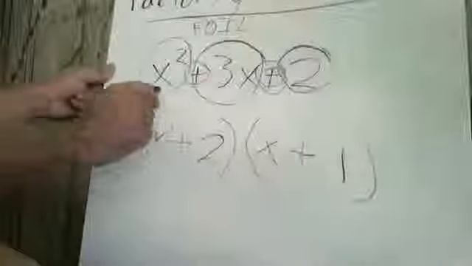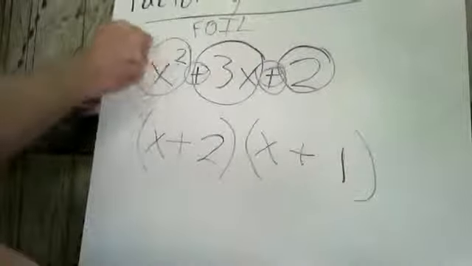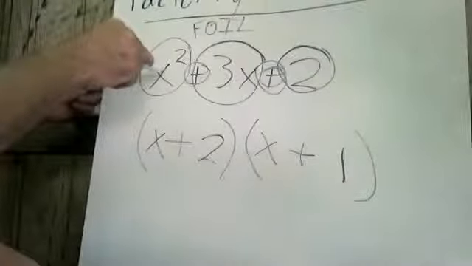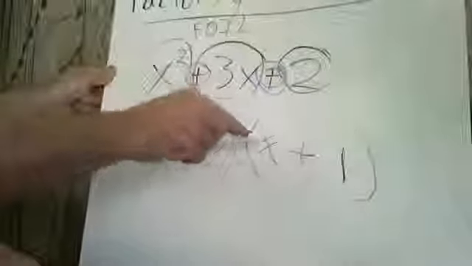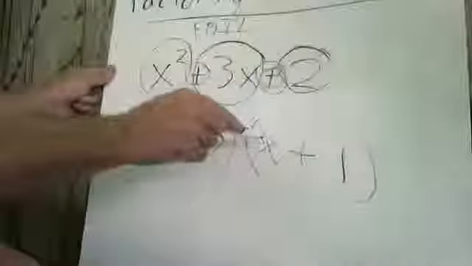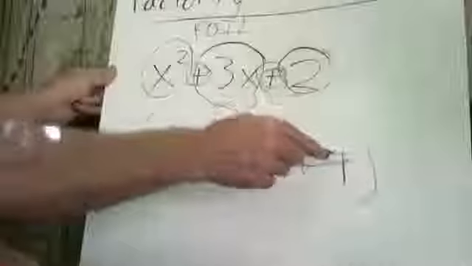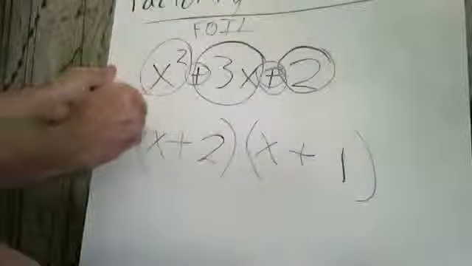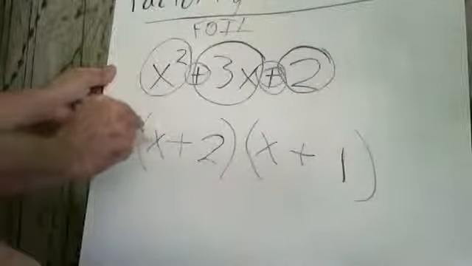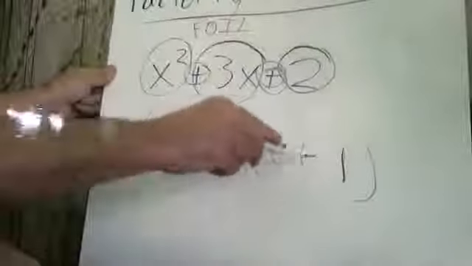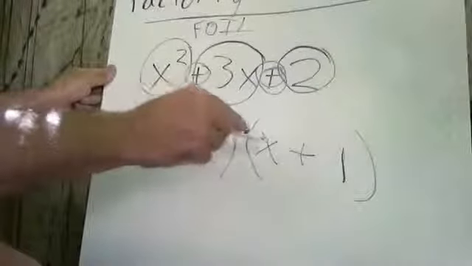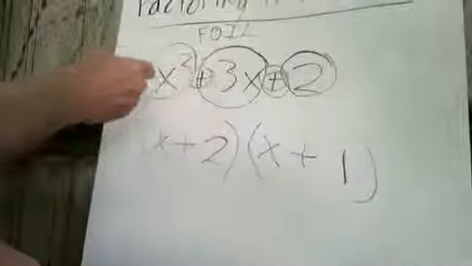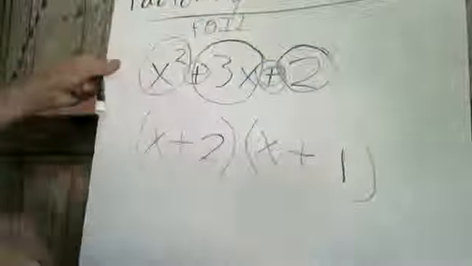So what have we learned? We learned that the first term of our trinomial, the factors of that make up the two first terms of the binomials. The factors of this make up the two other terms. And the middle term, we have to do a little detective work, but it's going to be that the outside terms and the inside terms multiplied together and then added, and that gives you that. So let's try a couple more, shall we?